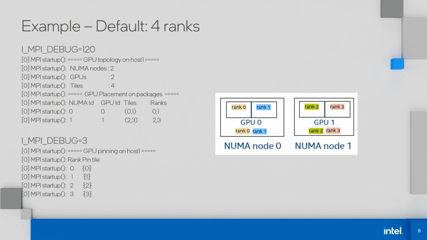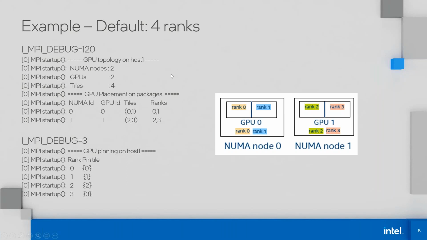And you can find the result of GPU pinning inside the tiles. These ranks are the ranks for which the tile is visible after GPU pinning. So in this case, GPU pinning will pin 1 rank per tile, because we have 4 tiles here and 4 ranks. So only 1 tile will be visible for the rank.